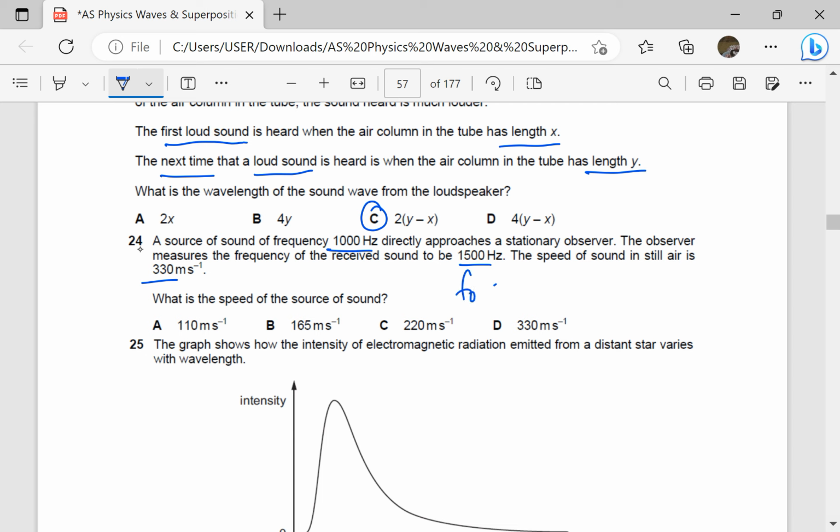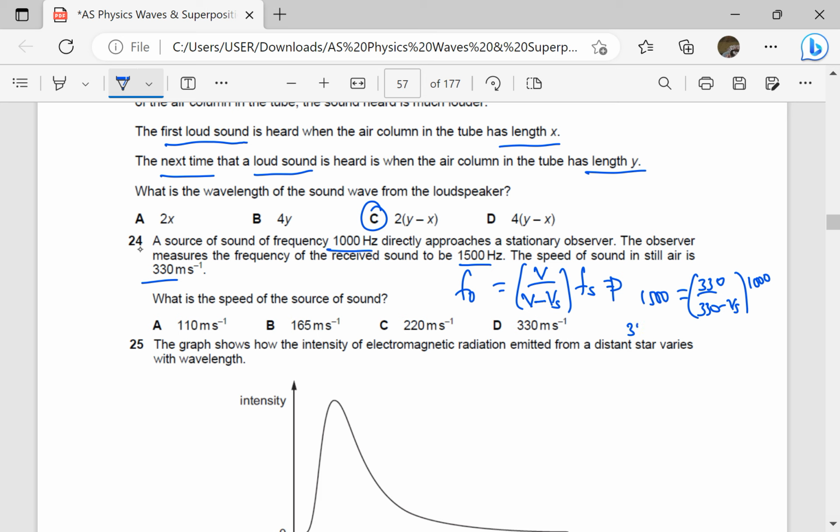So the observed frequency is going to be v over v minus the speed of the source, because the observed frequency is higher, then times Fs. This implies the observed frequency 1500 equals 330 over 330 minus Vs, then times 1000. So we just try to solve this.